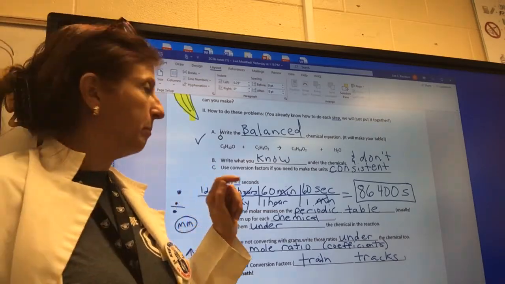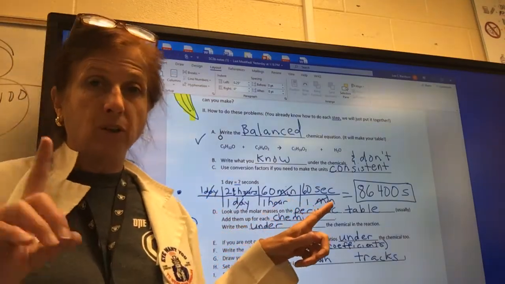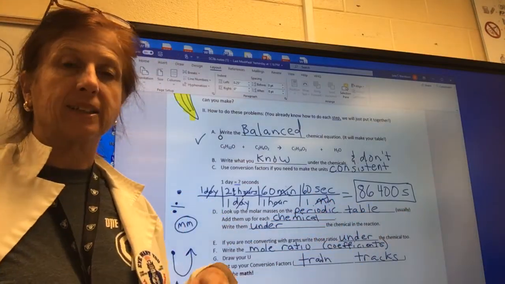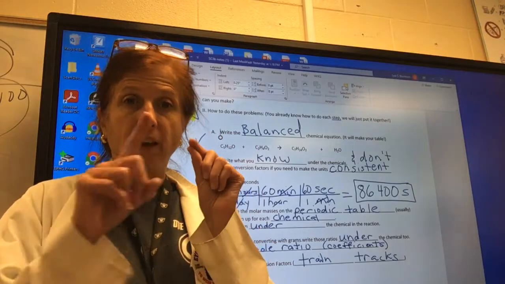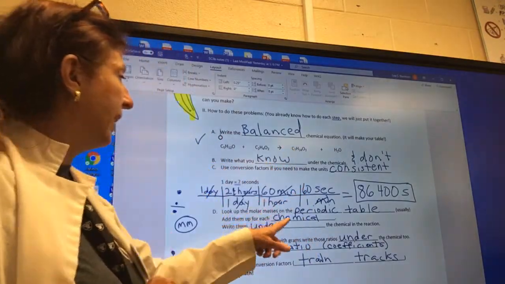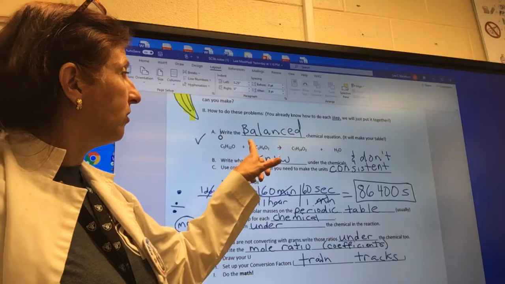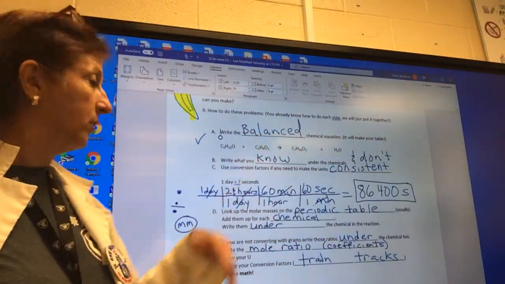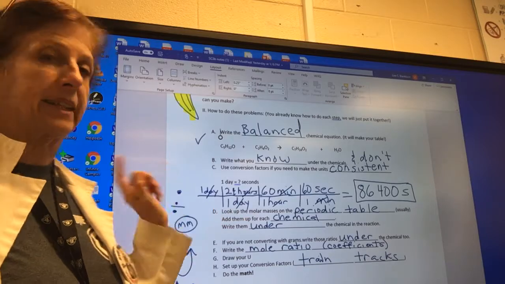Okay, next step is usually what you do in these problems is you look up on the periodic table the molar masses. That's the decimal number. So go find that decimal number, round it off, and add them up. And write it underneath what you know and don't know. You don't have to do them for all the rest, just for what you know and don't know. And I call the molar mass the M&M.